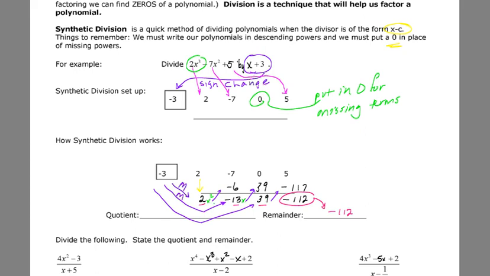We go ahead and write in the x values for a final quotient of 2x squared minus 13x plus 39, and then the remainder of negative 112. So that's the procedure for synthetic division. And what we'll do is we'll continue and work on that procedure here on these next examples.